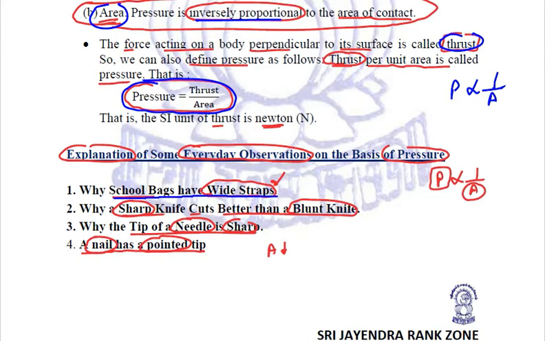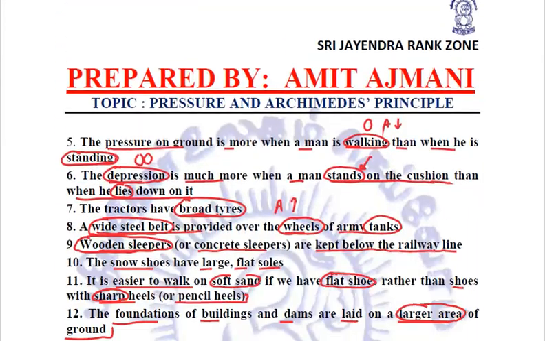Now based on the fact that pressure is inversely proportional to area, we have got many reasoning questions. School bags have wider straps. Sharp knives cut better than the blunt knives. Tips of needle is sharp. Nail has a pointed tip. Then we studied about the pressure on ground more when a man is walking as compared to when he is standing, or the depression is much more when a man stands on a cushion than when he lies down.